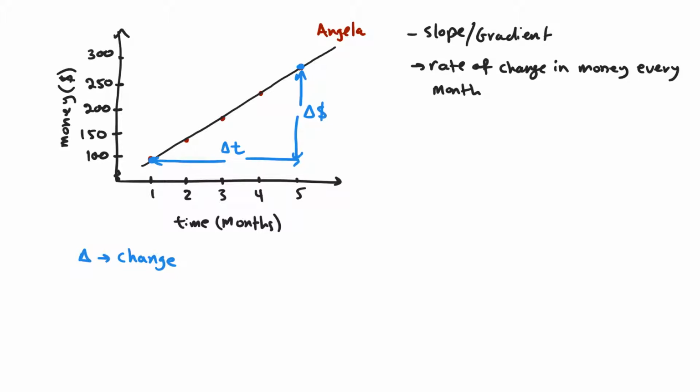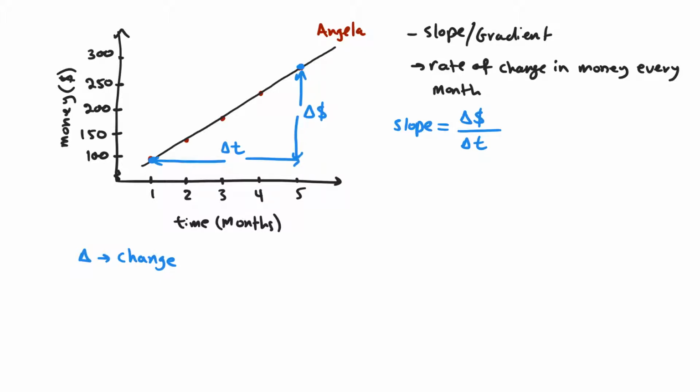So the slope is the rate at which our dependent variable, our money, is changing with respect to our independent variable, which in this case is time. So to write an equation for this, we can write slope is equal to the change in dollars divided by the change in time.